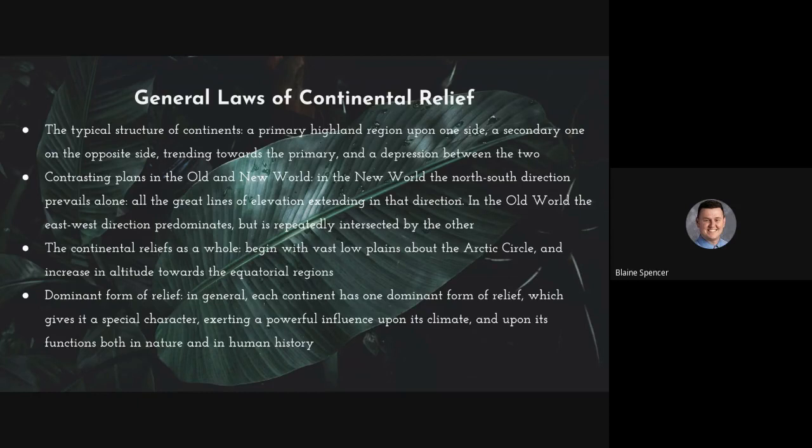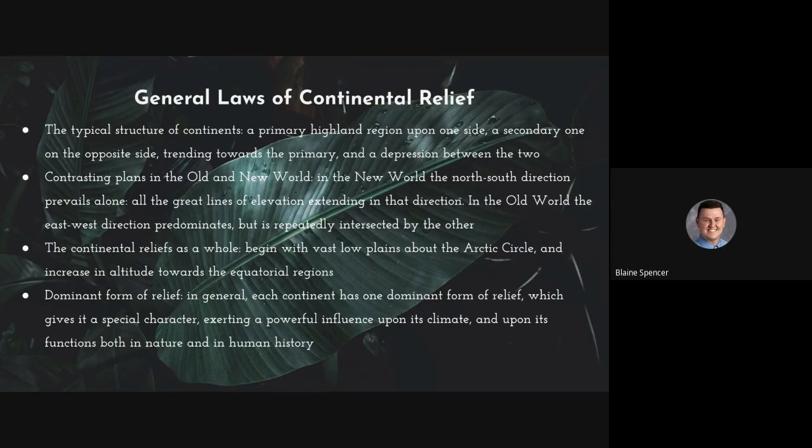Okay, so we will get into specifics about this further into the school year, but we see that these are the general laws of continental relief. This is how God created the earth. This is the mechanism that is used for God's purpose for the earth. The land is a part of God's wonderful mechanism.